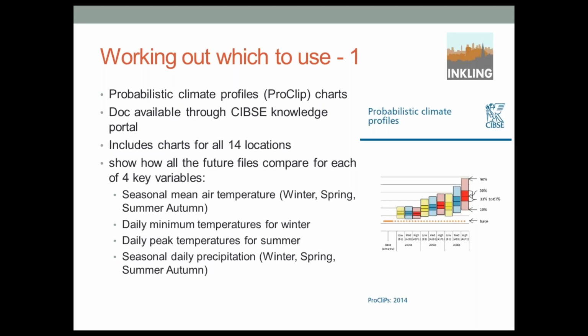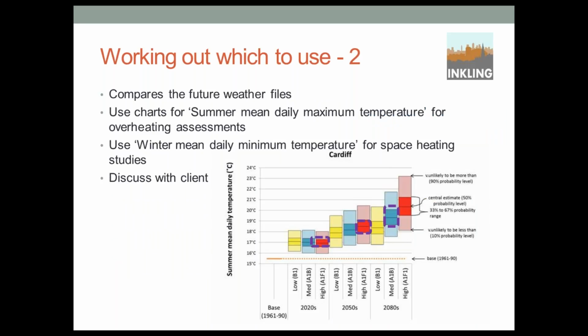It includes all 14 locations, and what it does is show you how all the different files compare to each other for different key variables. So there are charts for seasonal mean air temperature for the 4 different seasons, the daily minimum temperatures for winter, the daily peak temperatures for summer, and the seasonal daily precipitation for the 4 different seasons.